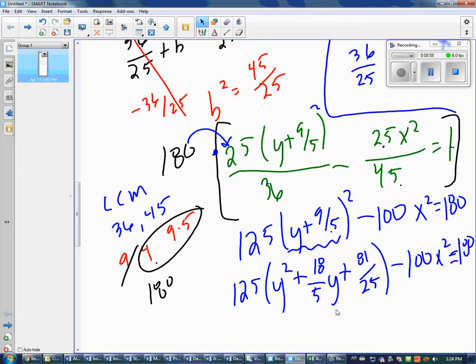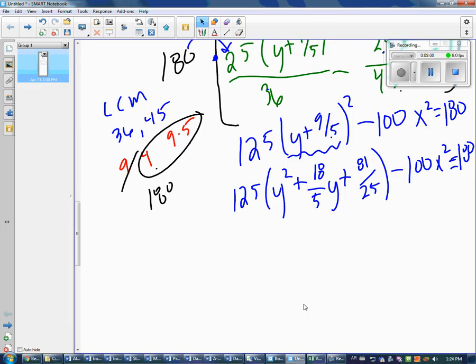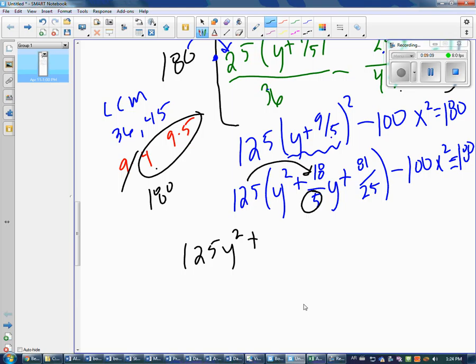And then we need to distribute this 125. So we have 125y squared plus, I'm going to do my calculator, 125 times 18 divided by 5. And I'm getting 450. And then again, 125 times 81 divided by 25. And I'm getting 405 for that one.